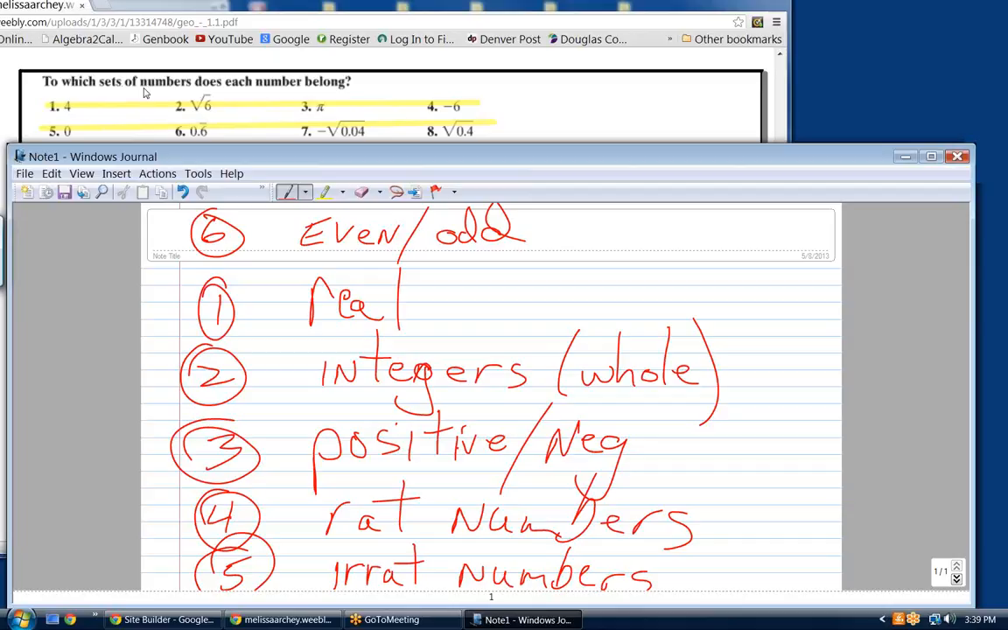So without telling us what sets they're referring to, we don't really know. There's all kinds of sets in mathematics. But, okay, so let's look at 0. 0 is even. However, it is not a positive or negative number. It is an integer. Well, or as your teacher says, it's a whole number.